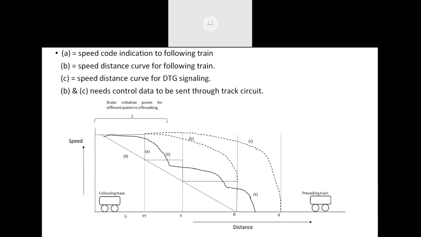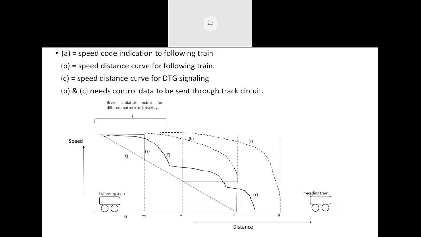The second curve is X. If I send two codes to the driver, his braking is in advance and much smoother, and everywhere he is restricted to the speed he is supposed to go. Then he stops at the first R without any problem. This is the curve X.